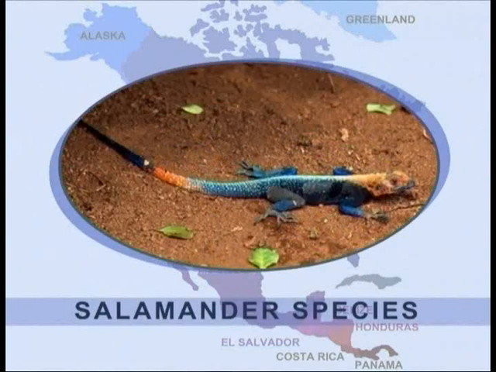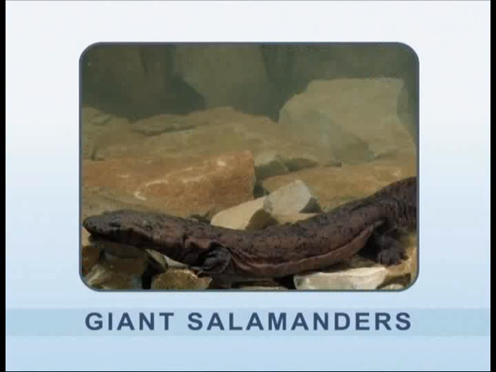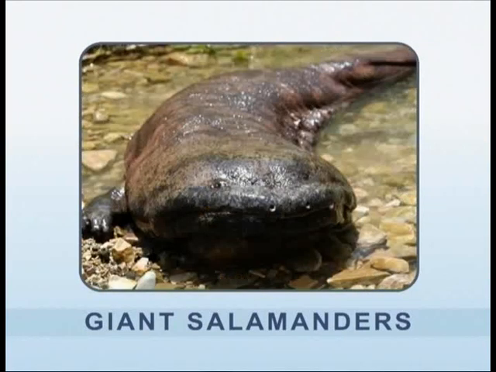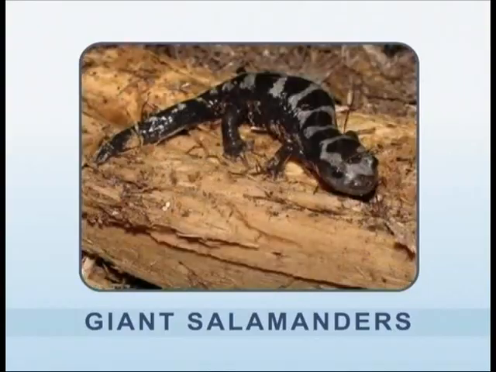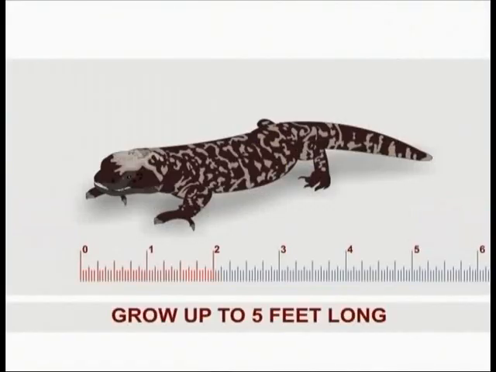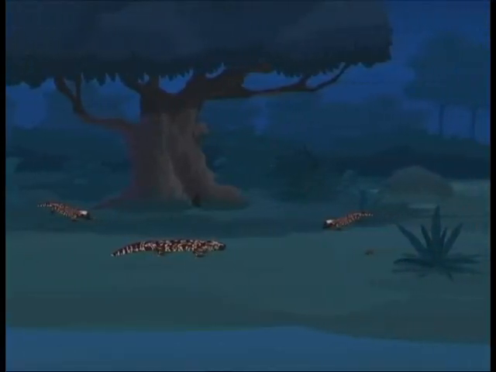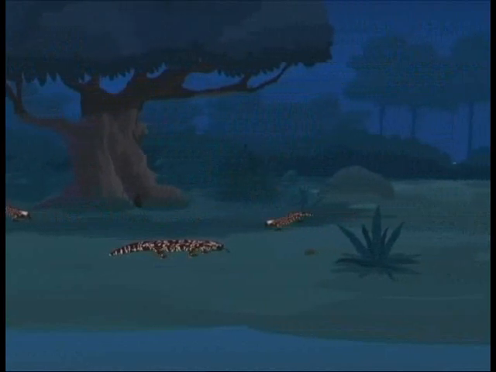The world's largest salamanders are the giant salamanders of rocky, fast-flowing Chinese and Japanese rivers. They can grow up to 5 feet long. These giants are active at night and can live permanently in water, surviving on rats and turtles for food.